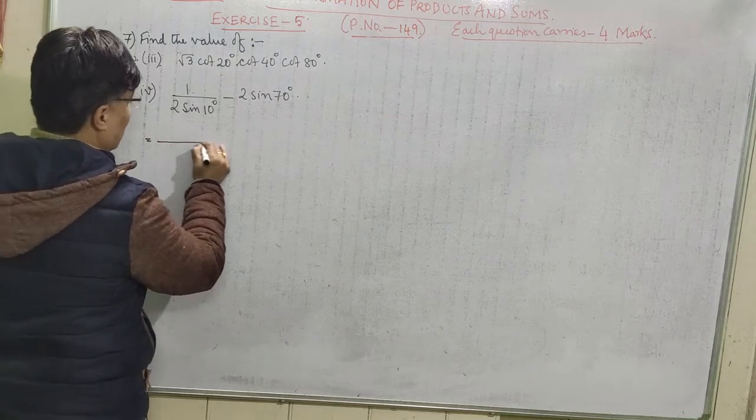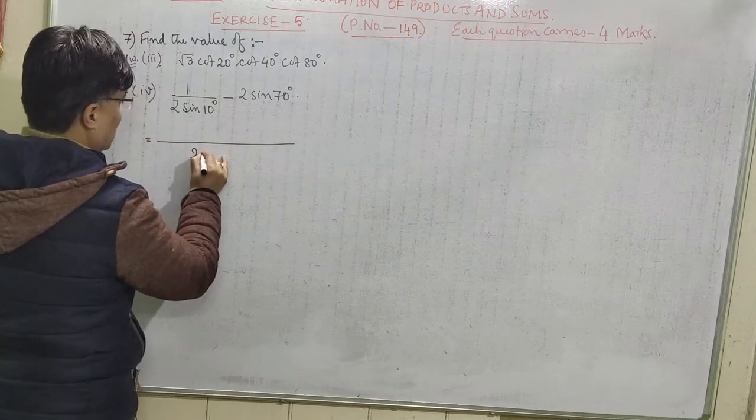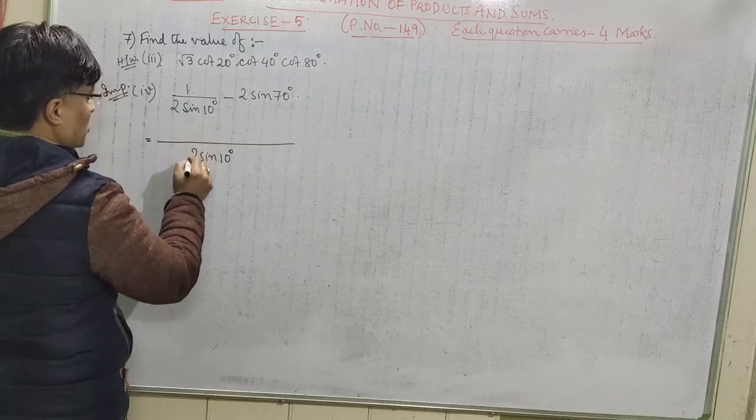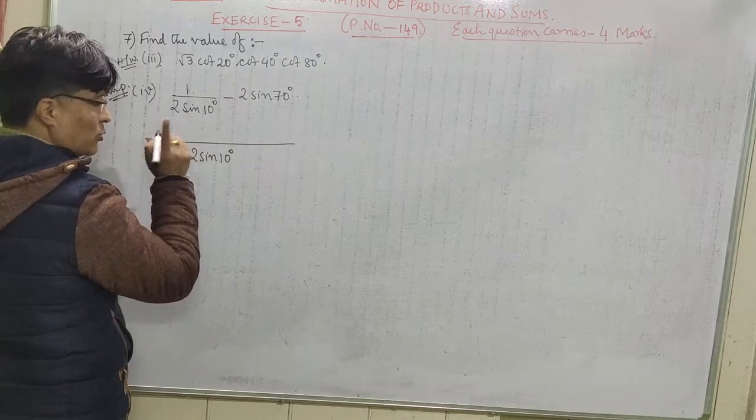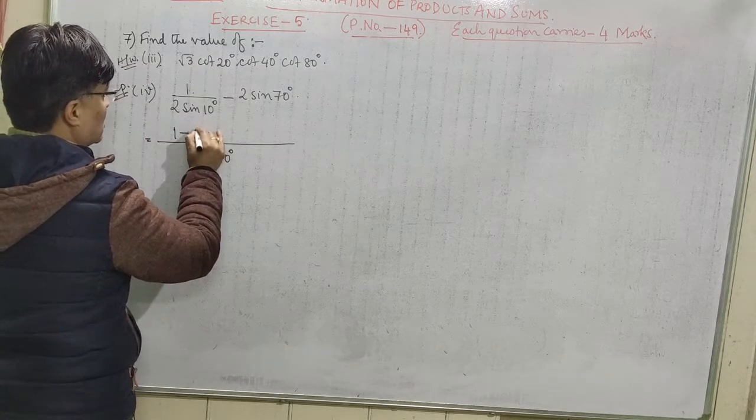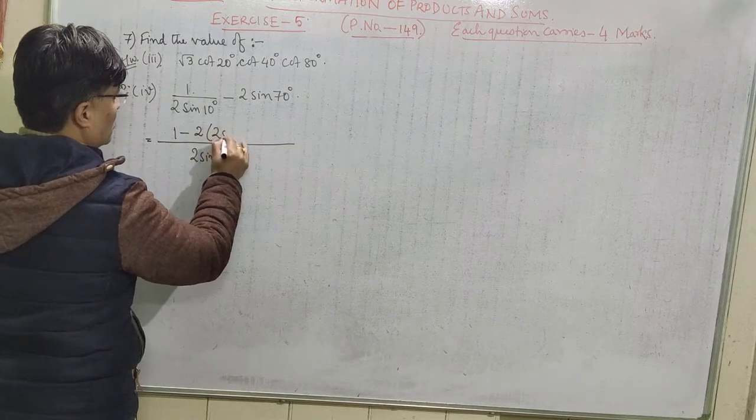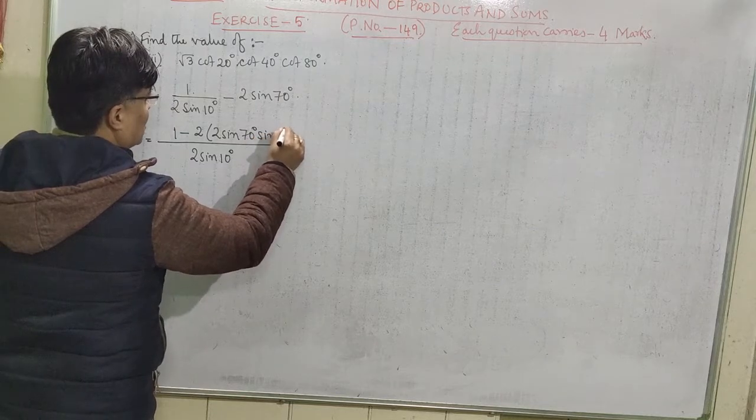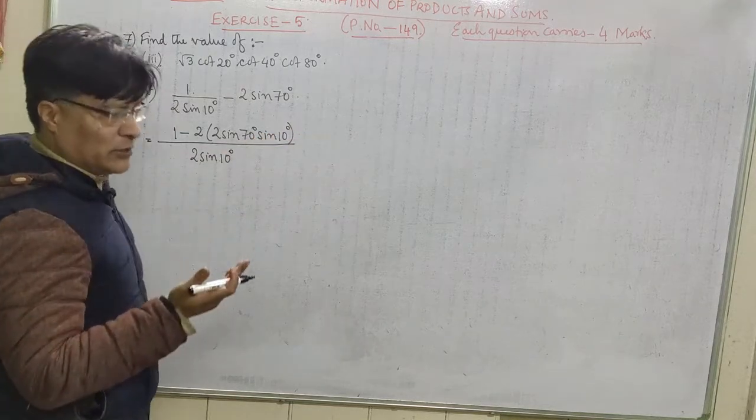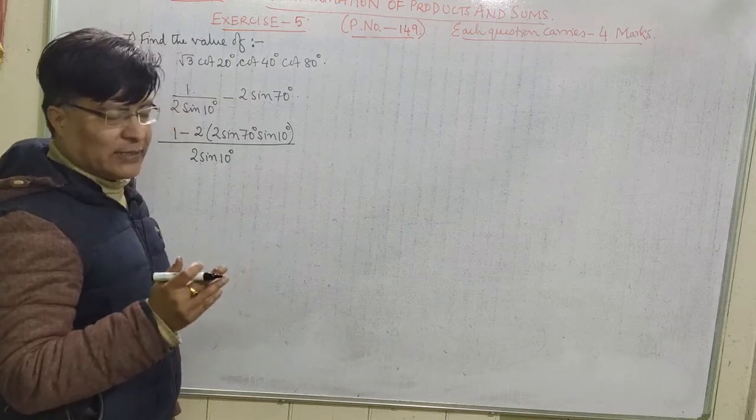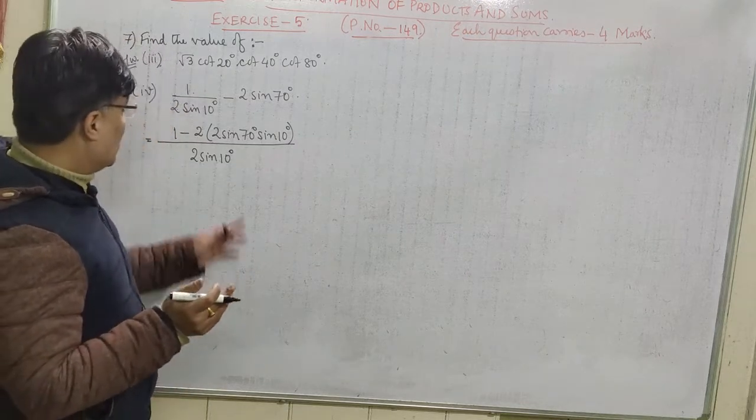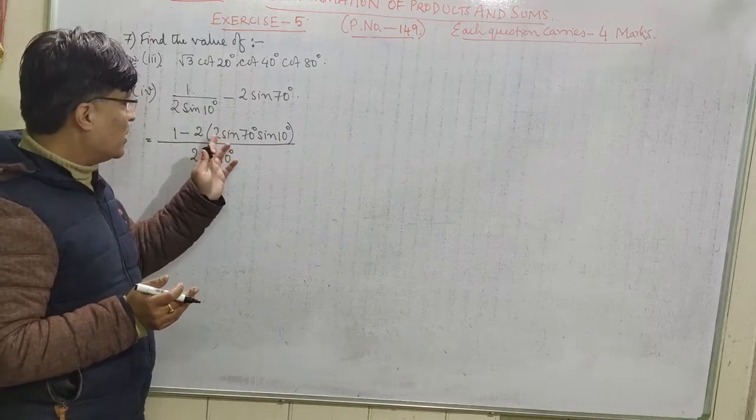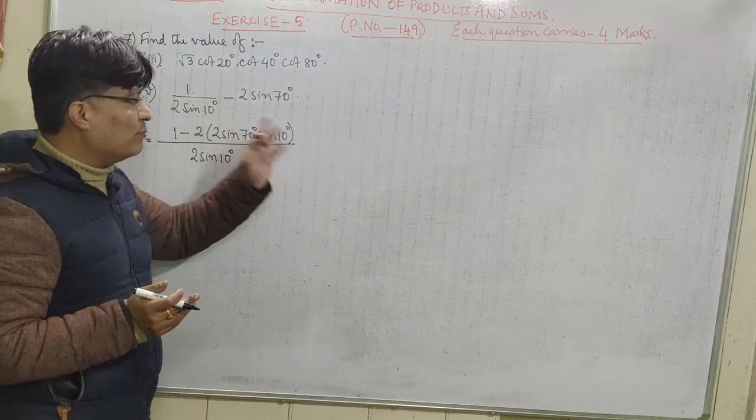So let us find out the LCM. What's the LCM? 2 sin 10 degree is the LCM. Numerator becomes 2 sin 10 degrees divided by 2 sin 10 degree, that is 1. 1 minus, this is 2 into 2 sin 70 degree into sin 10 degree. Actually 2 2s are 4. Again 4 you can write as 2 into 2, so that we can use the formula of 2 sin A sin B.